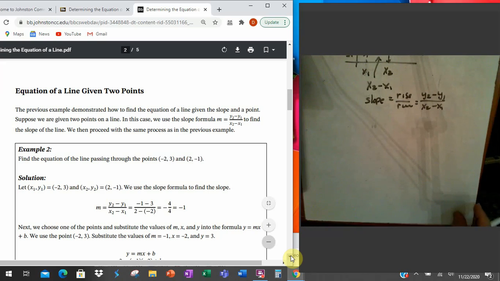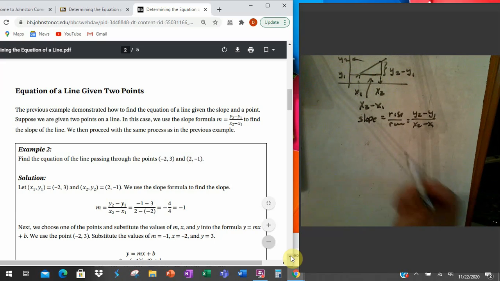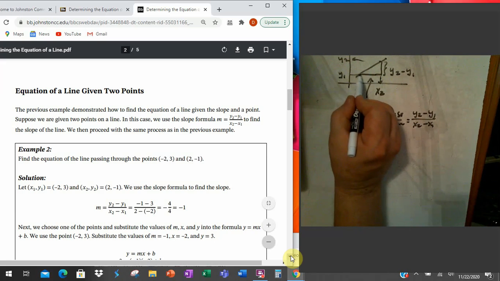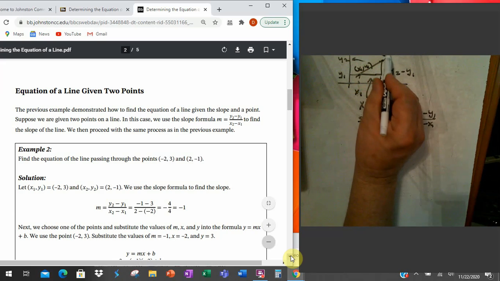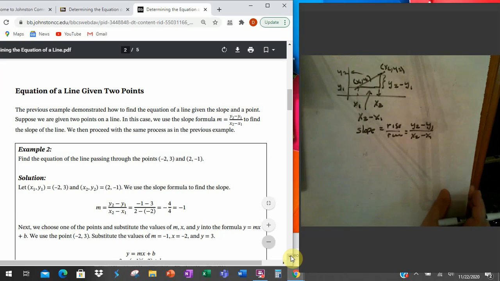Okay, so I just have to pick out my points. Let me slide this down a little bit. So I just have to pick up the points. This one is x1, y1. This point would be x2, y2. And again, I'm going to bring that down for you.